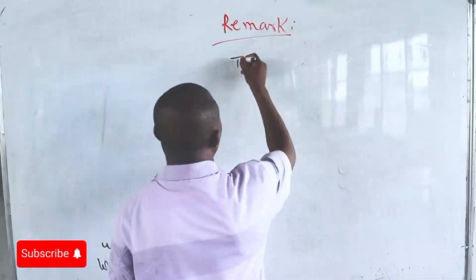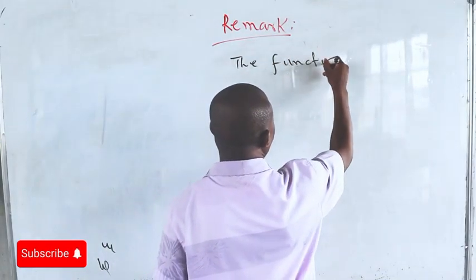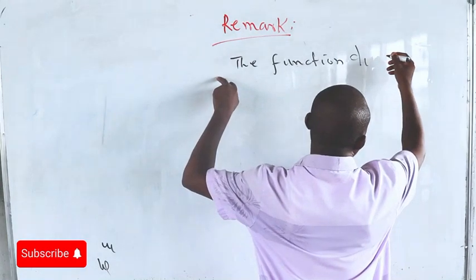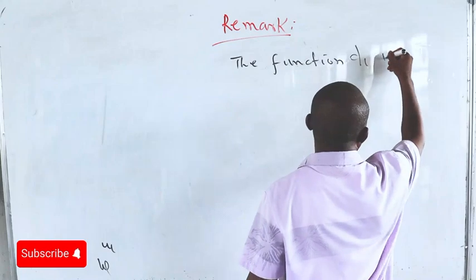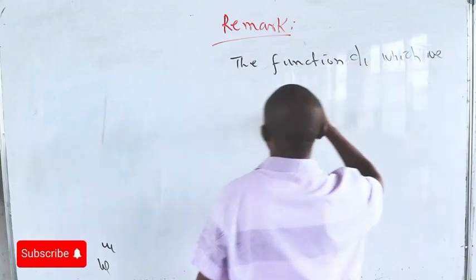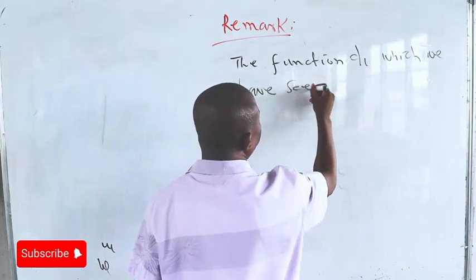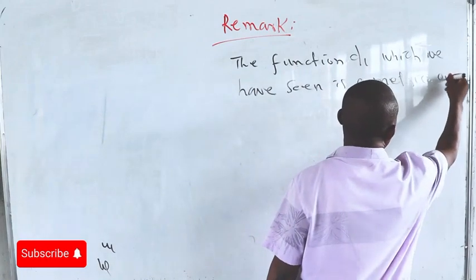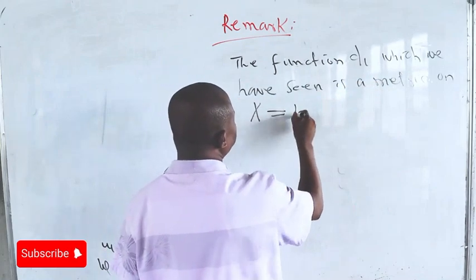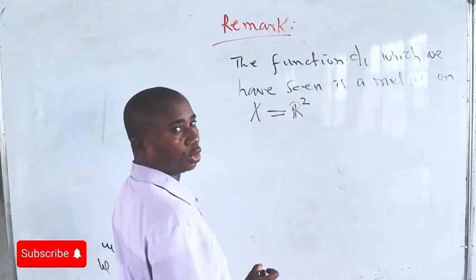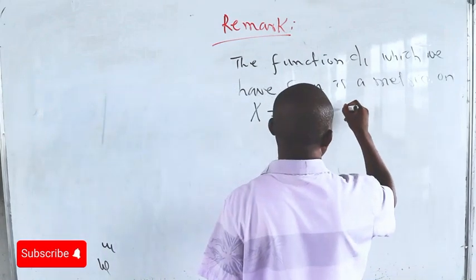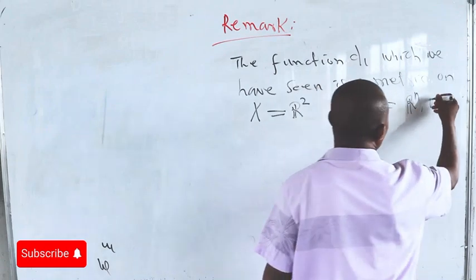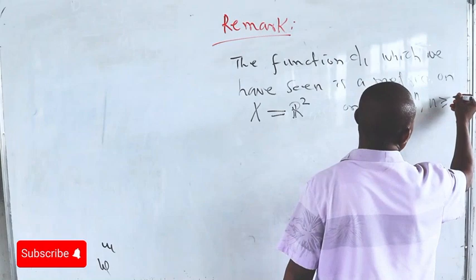Okay, the function d1, which we proved is a metric on R2, the function d1, which we have seen is a metric on X, where X is R2, can also be shown to be a metric on X when X is Rn, where n is bigger than or equal to 3, bigger than 2 actually.